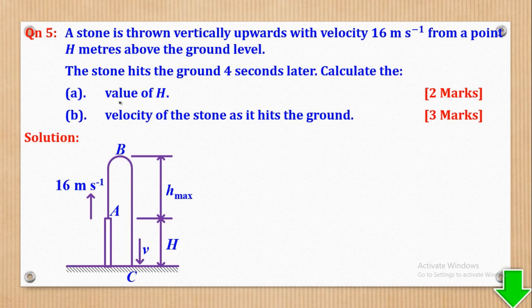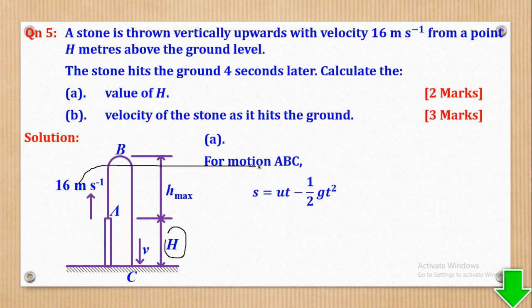So part A, they wanted you to find the value of capital H. So you say that for motion ABC, from here through this to C, you realize that the displacement is negative h because it is below the point of projection. Initial velocity is u, which is 16. Time taken is 4 seconds. G is 9.8.